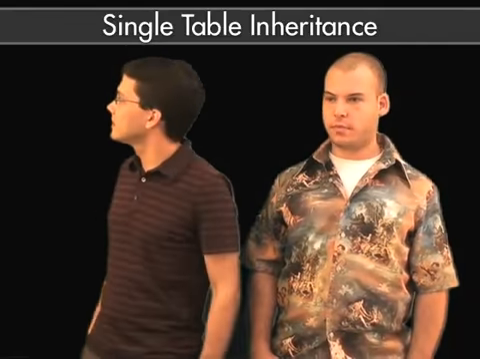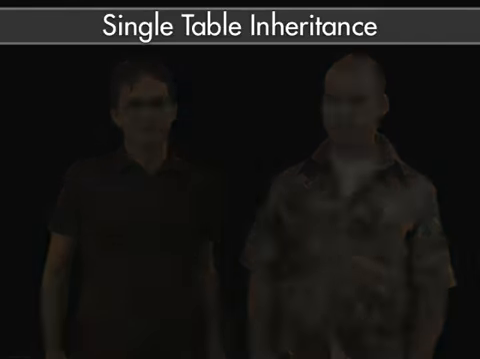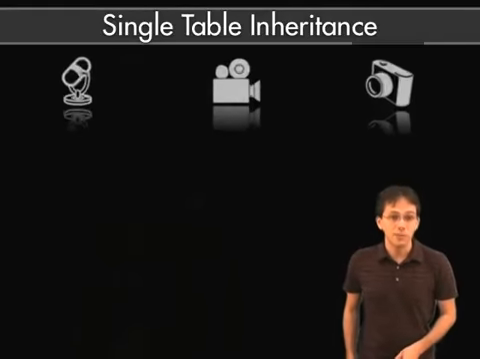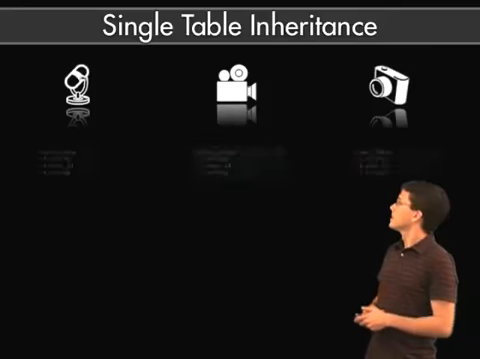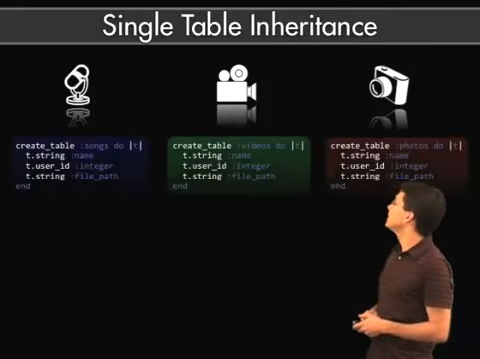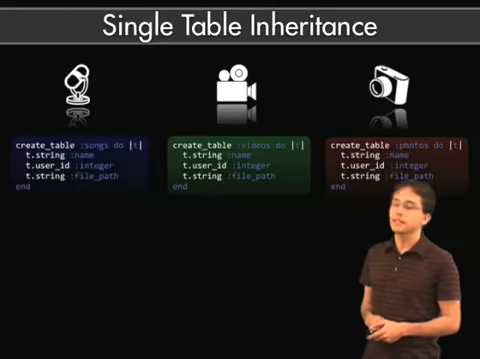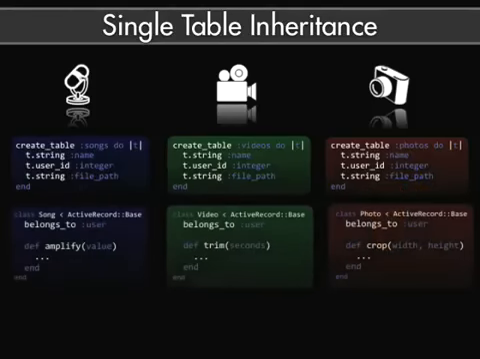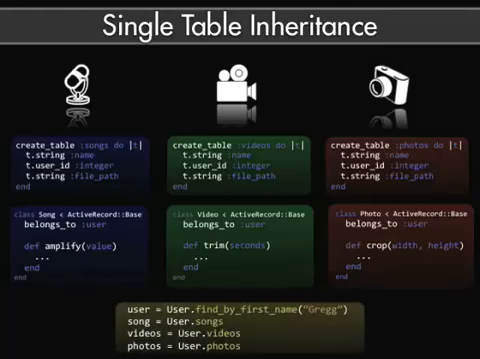Nice. Yeah. So as you can see here, next up we're talking about single table inheritance. With single table inheritance, we're going to be using a different schema. As you can see here, we've got songs, videos, and photos. Each of these has a model. They all belong to user, except they all have different methods in each model. You can amplify a song, you can trim a video, and you can crop a photo. And if I was interfacing with these, I could do some statements like you see here.